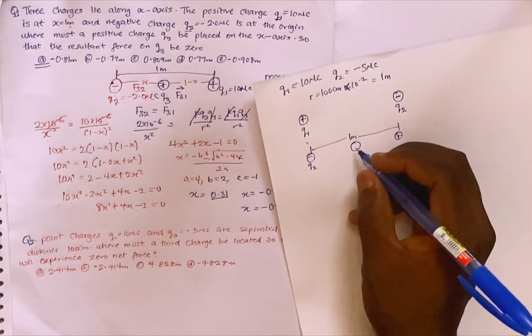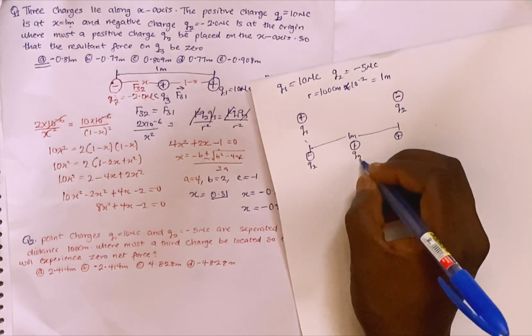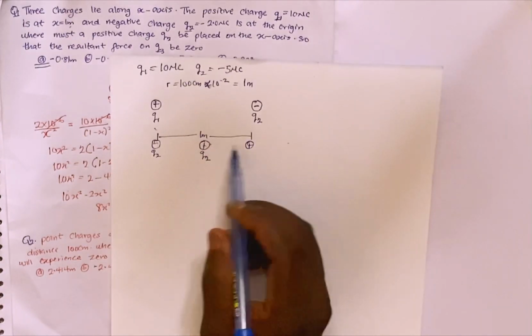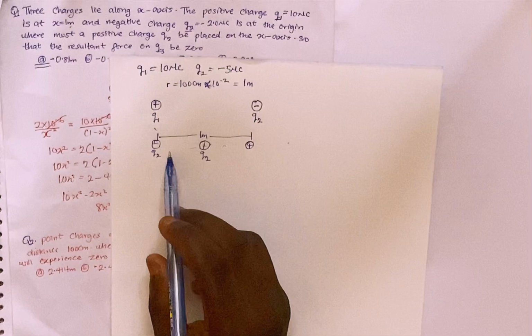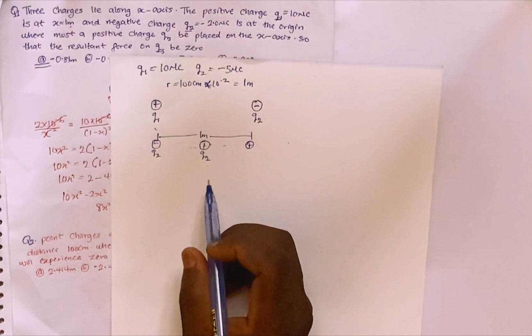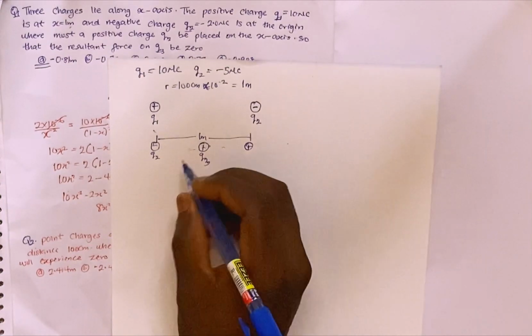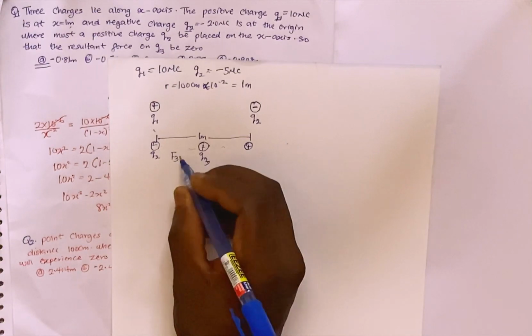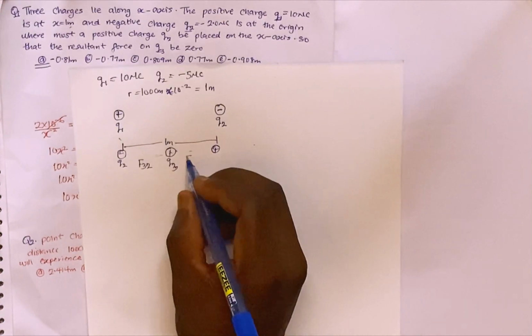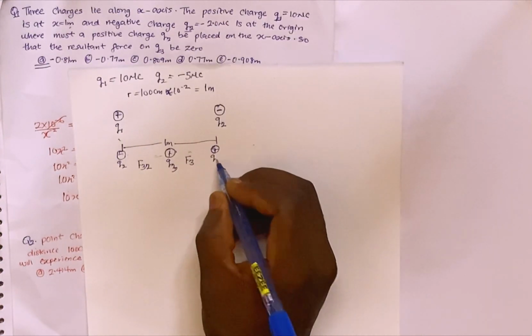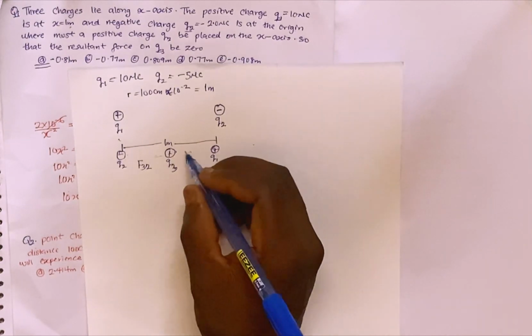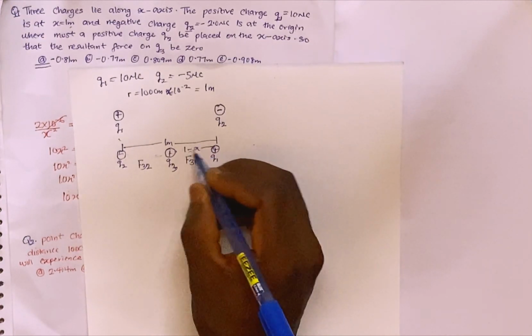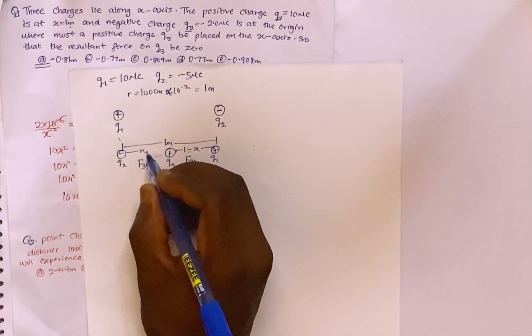But if I place my Q3 at the middle side, there will be a repulsive force here, and there will be an attractive force here. The repulsive force will be equal to the attractive force. That means my F3 is going to experience force due to the presence of Q2, and my F3 is going to experience force due to the presence of Q1 here. So the distance between them is still 1 minus x. Then we assume this one to be x, an unknown value.